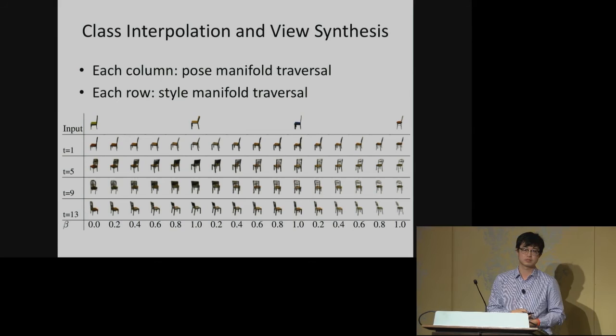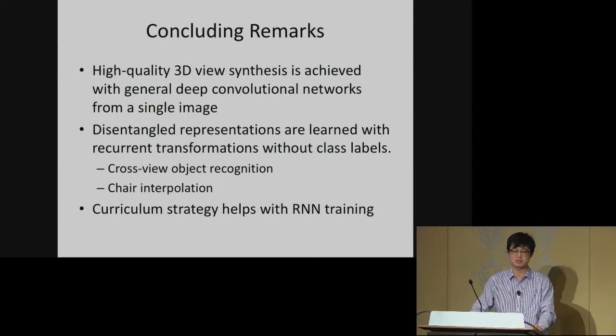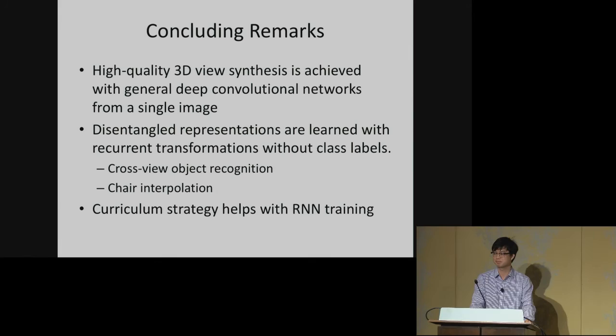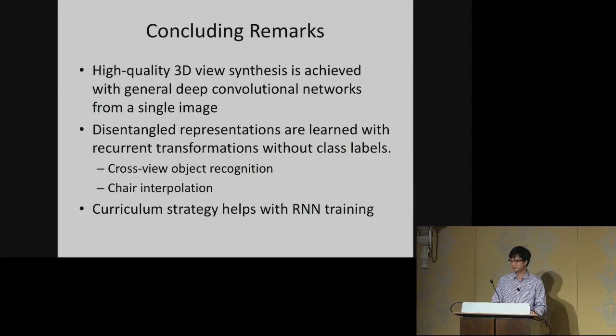To conclude, our model could achieve high quality 3D view synthesis with a general deep learning model, just from a single image. We also learn this disentangled representation without any class labels, just with recurrent transformation. Also, we found that curriculum learning is really helpful for our RNN model. Thank you for your time. And please, your questions.